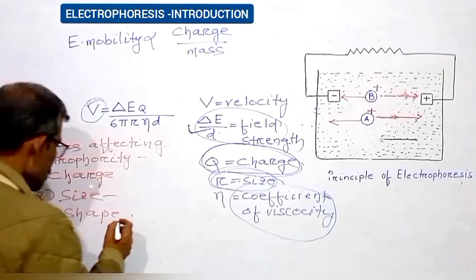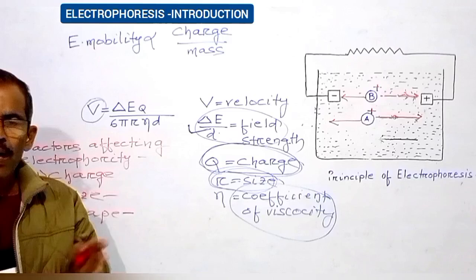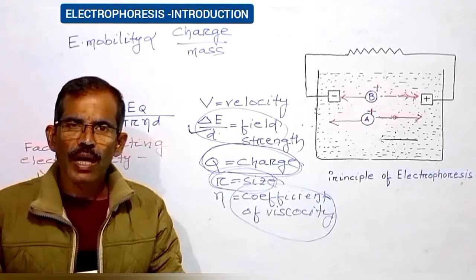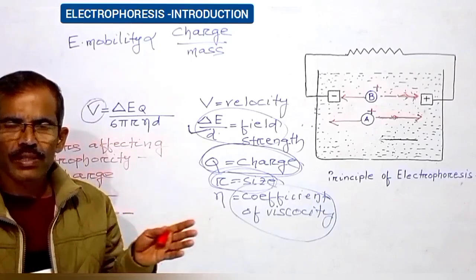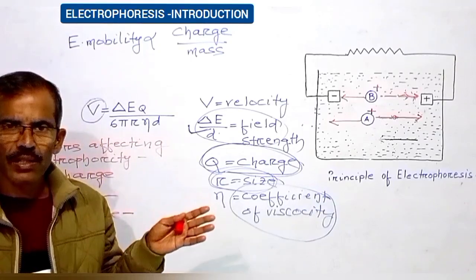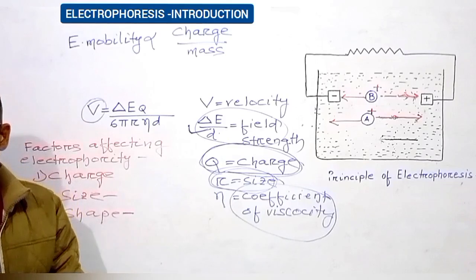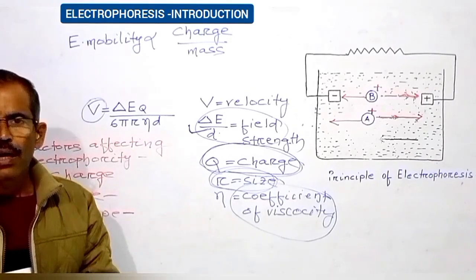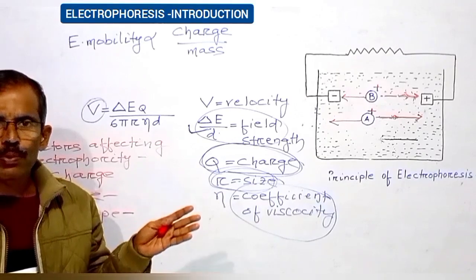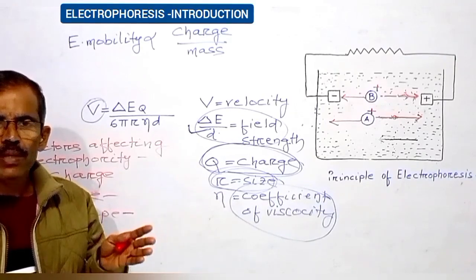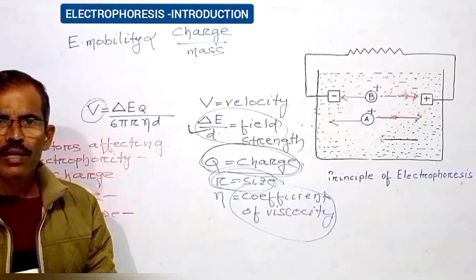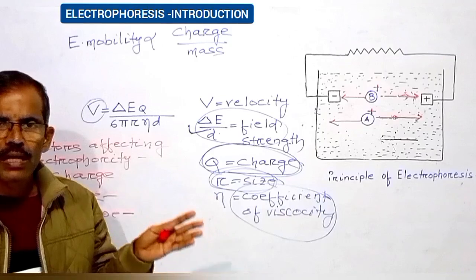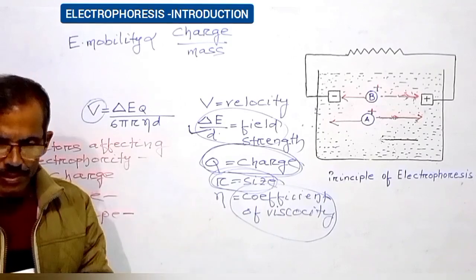The third factor is shape. When migrating in an electric field, spherical particles will experience less frictional and electrostatic retardation, but elongated molecules experience greater frictional resistance. Comparing globular with fibrous proteins, even if they have the same size, spherical particles have a greater electrophoretic mobility as compared to the fibrous proteins.